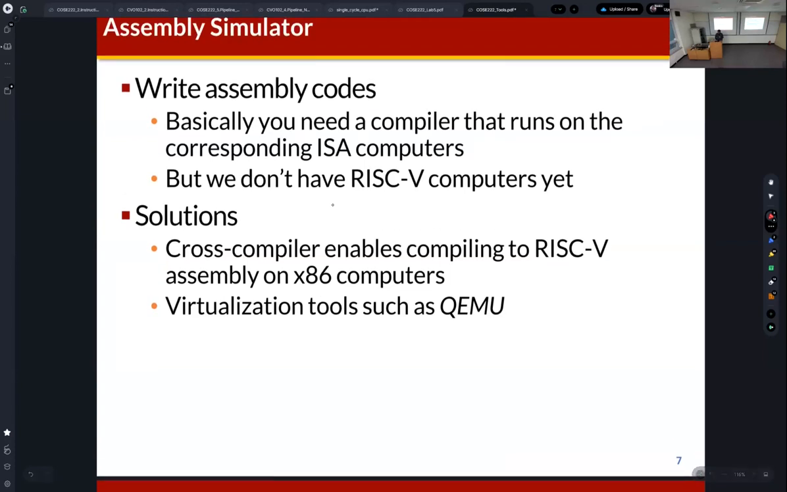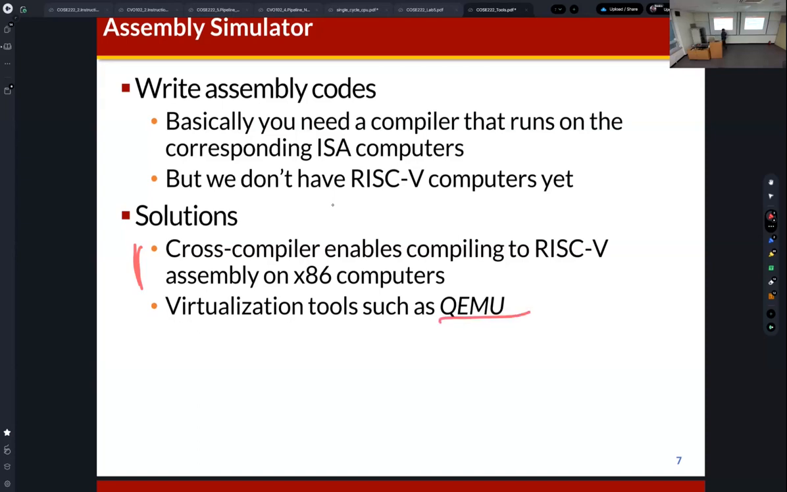We did this part already. We use the cross compiler: we install the RISC-V cross compiler, generate RISC-V binary code from high-level language code, and then using the assembly simulator, we can execute the compiled binary code. Or we can use QEMU.